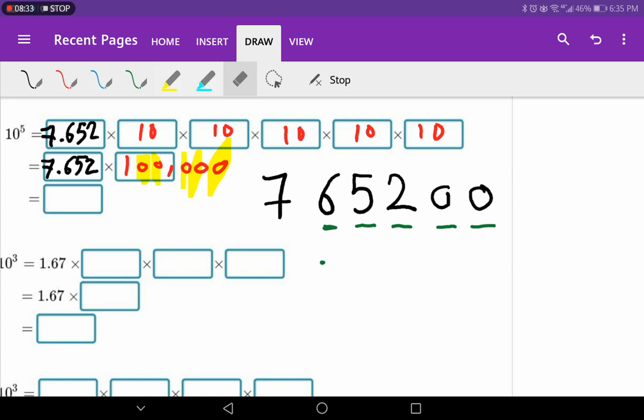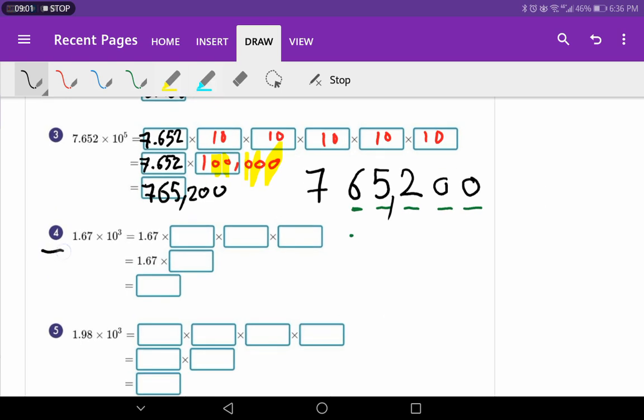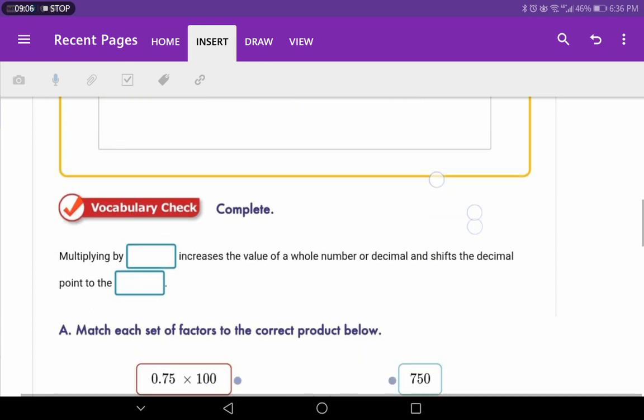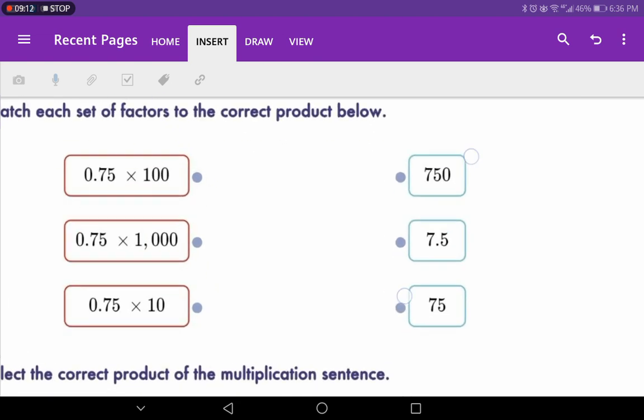So this is the right answer. Let me write the comma here: 1, 2, 3, so 765,200. Let us write it: 765,200. Are you happy with that? I hope so. I will leave items 4 and 5 for you and go to the next page, the practice page, my dear students. Let us work here.